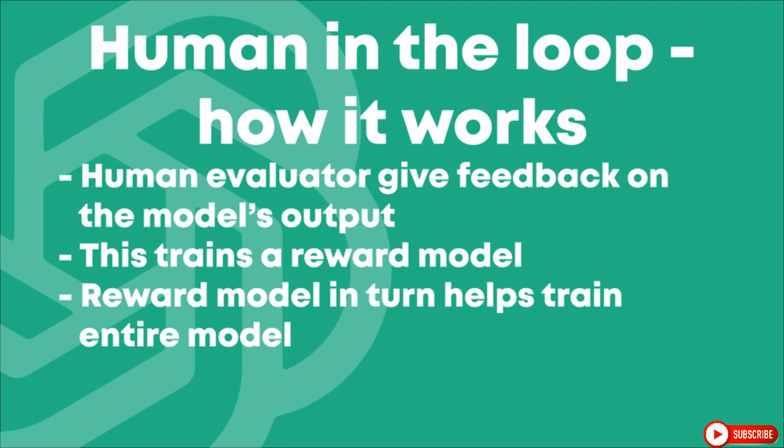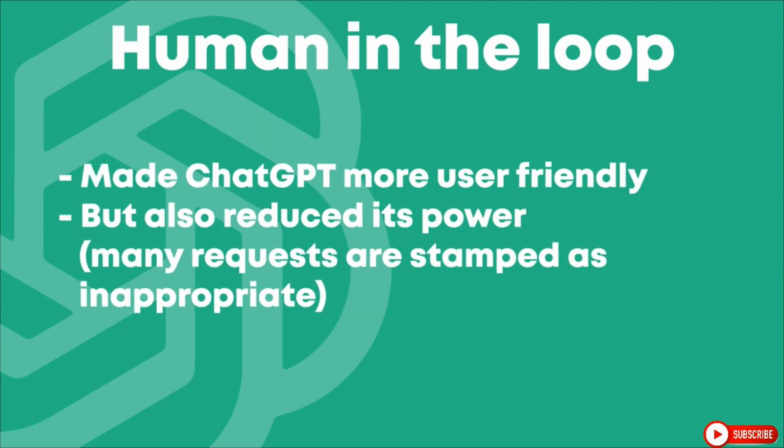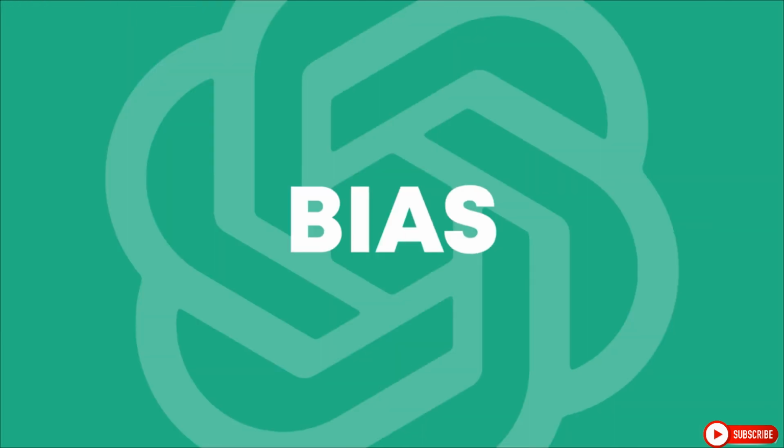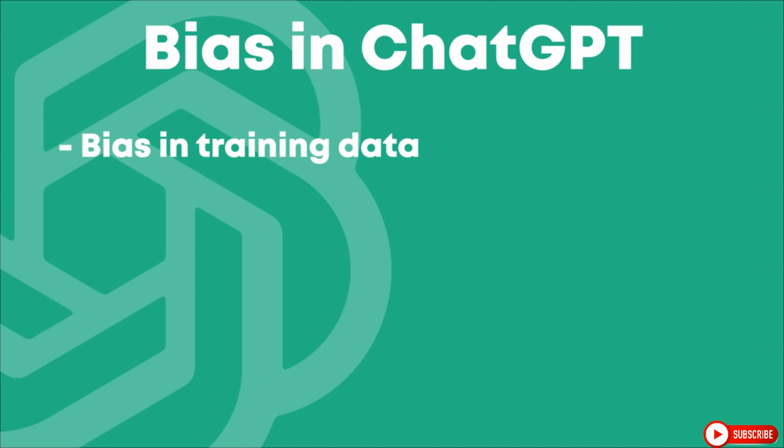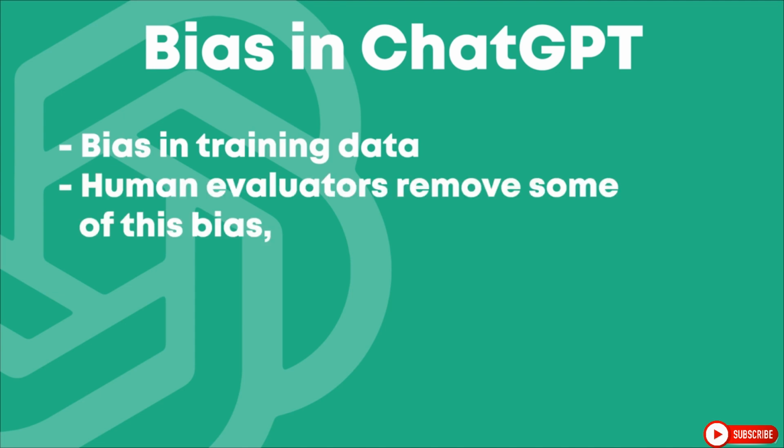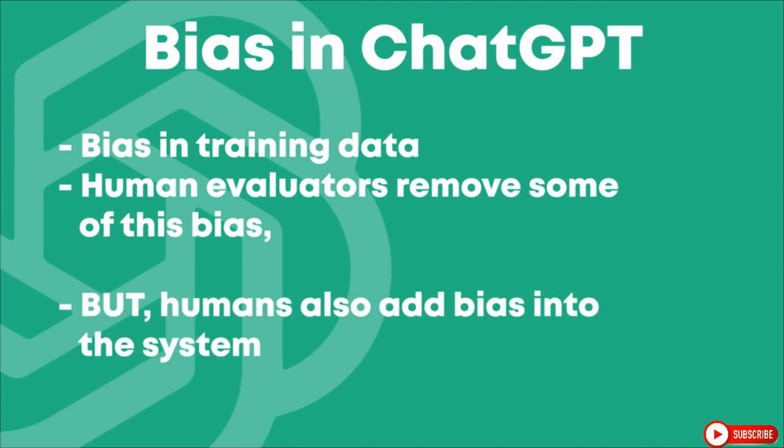Especially the evaluation of the harm of the outputs really lowered the ability of ChatGPT, as many requests can be stamped as inappropriate or harmful and will thus not be answered. ChatGPT is also biased, as any such system will always be. First, the data on which it is trained will always contain some bias, and the human evaluators, though trying to be objective and trying to counteract the bias of the training data, will also always introduce some bias to the system. So that is important to keep in mind when using ChatGPT.